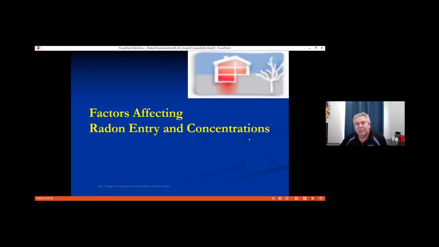So what affects radon entry and their concentrations in our home? Like I said previously, back in the 80s, there was a lot of natural air infiltration into our homes. We didn't really have a radon problem back then. Nowadays, we're building our homes so airtight that there's very little natural air infiltration that makes its way underneath our exterior doors, around our exterior doors, windows, etc.